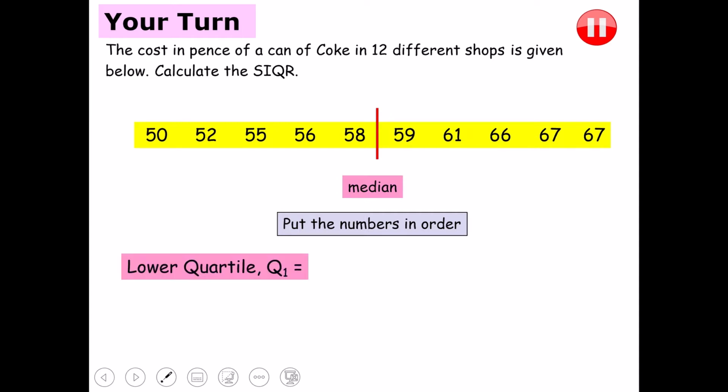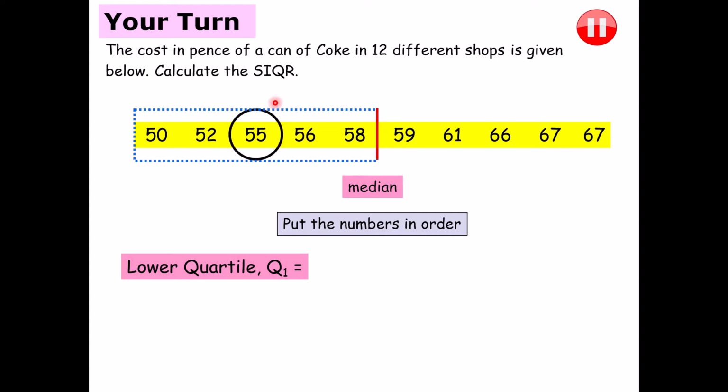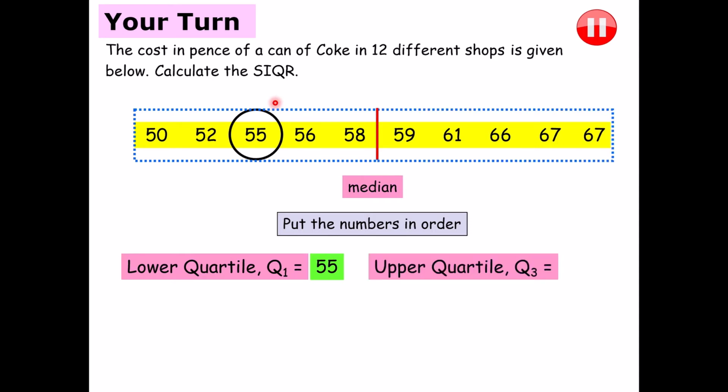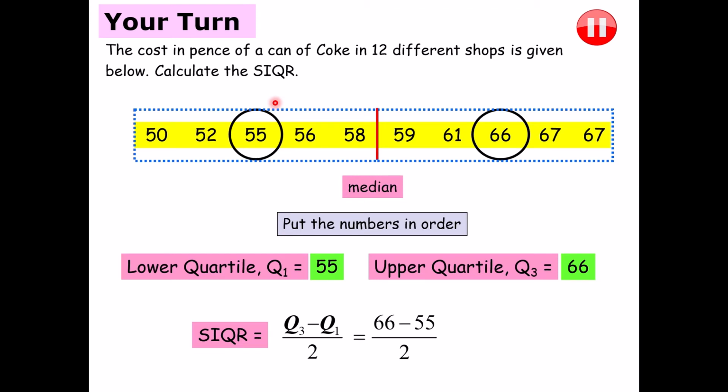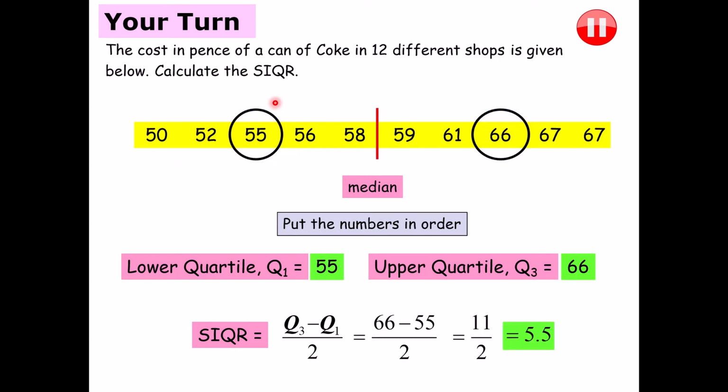So we have 1, 2, 3, 4, 5 numbers there, which is an odd number, which makes it nice and easy to find our middle number, which is 55. And then the upper quartile, nice and easy to find, 66. And then to calculate our semi-interquartile range, we need our formula, Q3 take away Q1 divided by 2. Substitute into your formula, and then you can calculate that to give you 5.5. So really well done if you got that one correct.